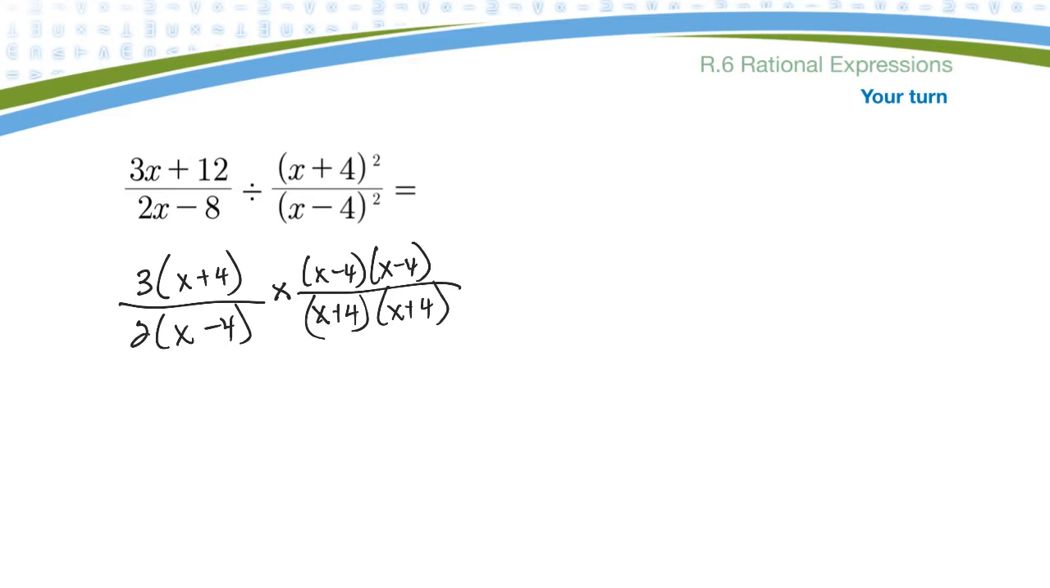Okay, now looking to cancel anything that's the same. X minus 4, that's a factor of 1 I can take out. Here's an x plus 4, I can take those out. So in the end, I'll be left with 3 times x minus 4 over 2 times x plus 4. Done. You can leave it at this stage right there.